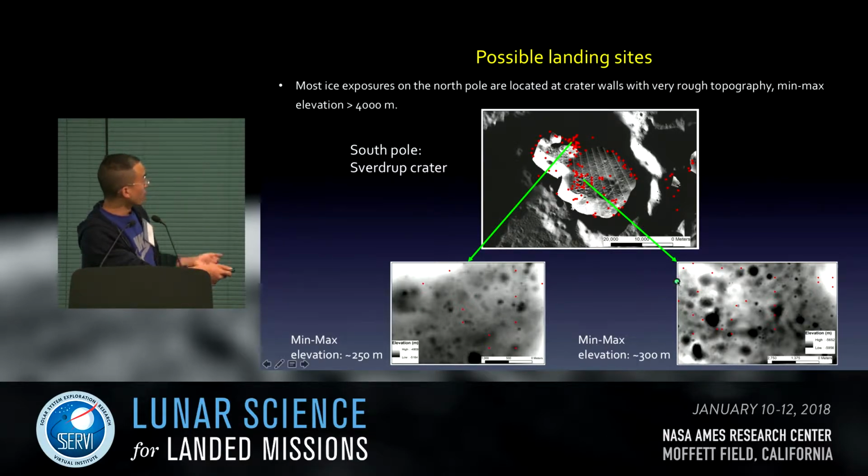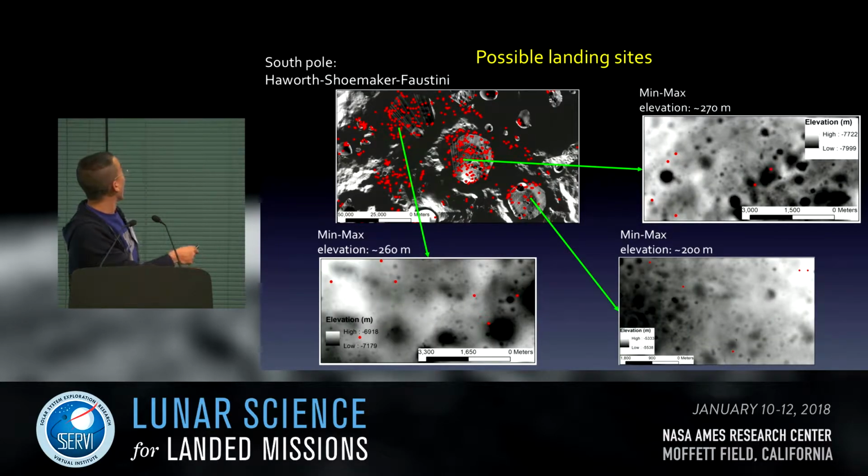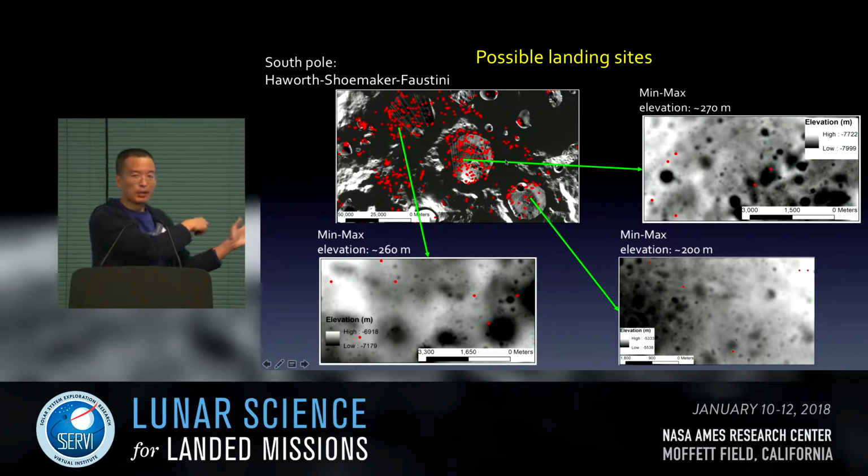Similarly, we found another location on the downside of the Sverdlov crater. And these are just 2 examples. You can zoom in on a lot of other regions at this crater and find a smooth region to land. This is for the Haworth, Shoemaker, and Faustini craters. Again, we can zoom in and find a relatively smooth region to land that also has some ice exposures. I want to point to Faustini. It's very interesting: most of the ice exposures are located along the direction of the paleo axis.